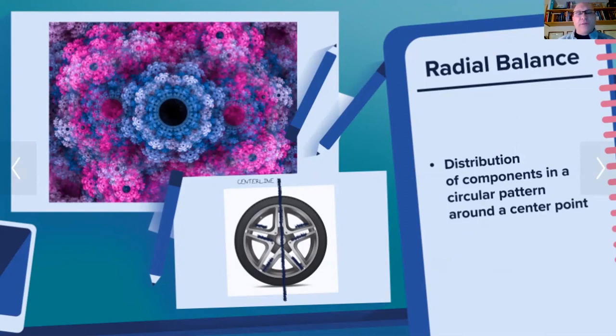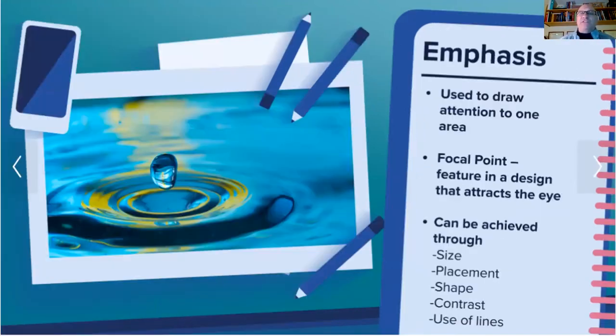I think the best one would be the tire below, where everything's starting off with a center point and going outward, and you can see that it's going out. So you always have a center point that you're focused on, and everything kind of radiates out from that one center point. Next, we have emphasis, something that's going to draw our eye to one specific thing.